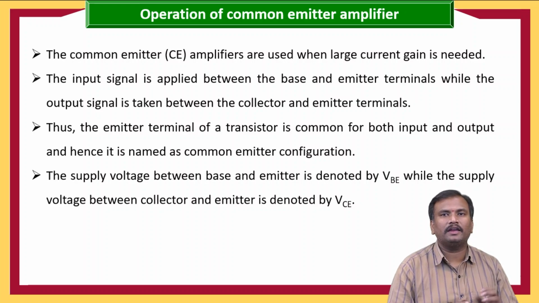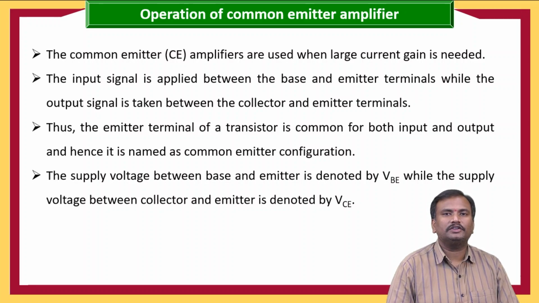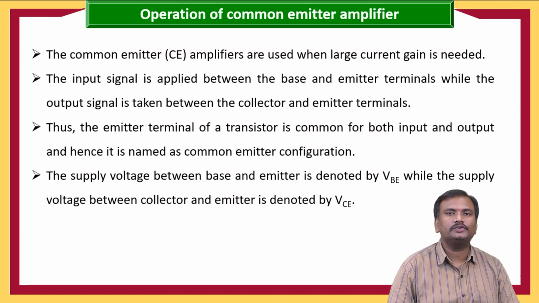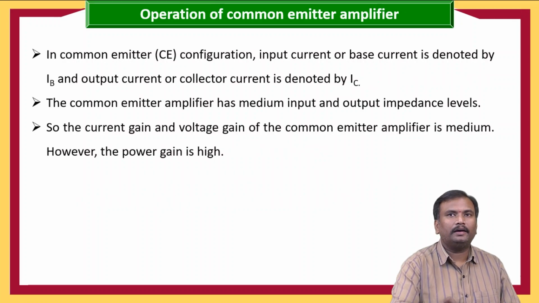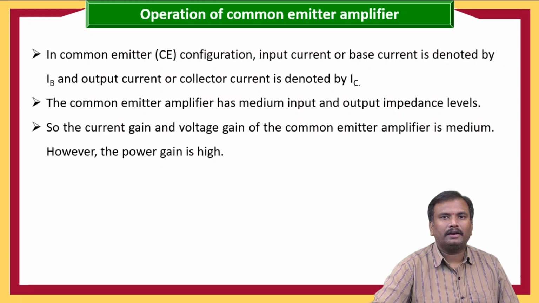Whatever input voltage we give to the base and emitter junction is named the base to emitter voltage, VBE, the shortcut form of base and emitter. The supply voltage between the collector and emitter is denoted with VCE, where C denotes the collector. In the common emitter configuration, the collector current is denoted with IC, the emitter current with IE, and the base current with IB.